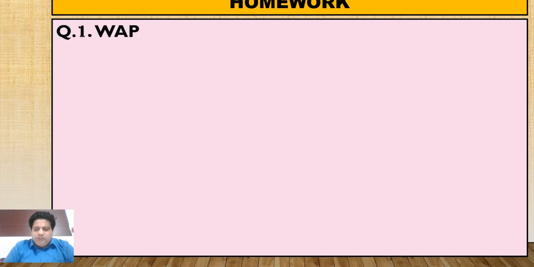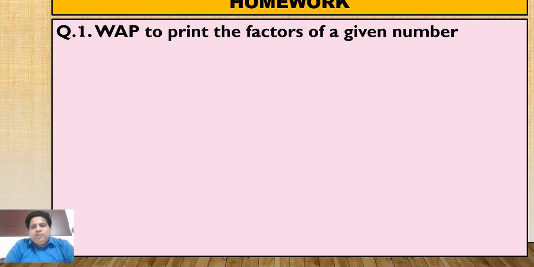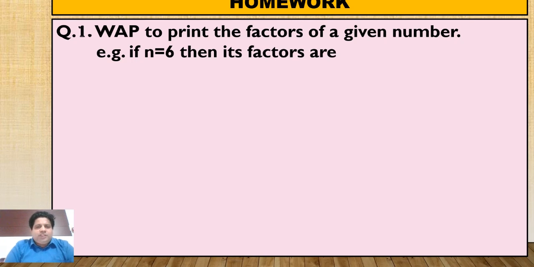The first program is write a program to print the factors of a given number. You all know factors. Factor means by which numbers that number is divisible. For example, if n is equal to 6, meaning the user has given the number 6, then what will be the factors of 6, that is, by which numbers it is divisible: 1, 2, 3 and 6. Okay, second program.